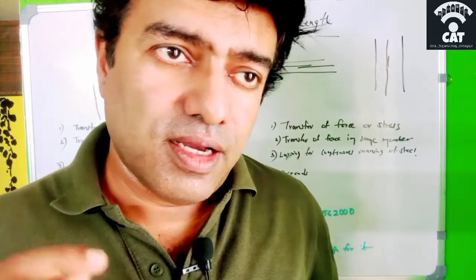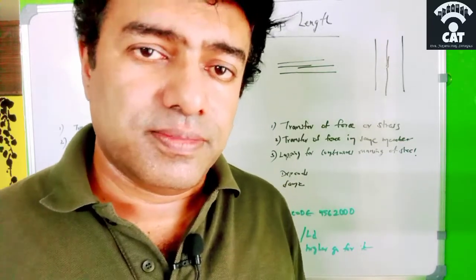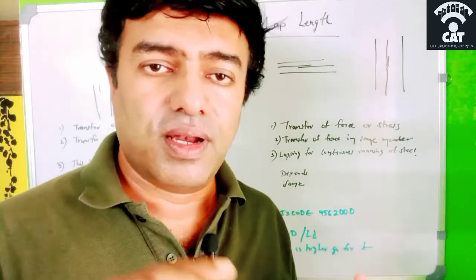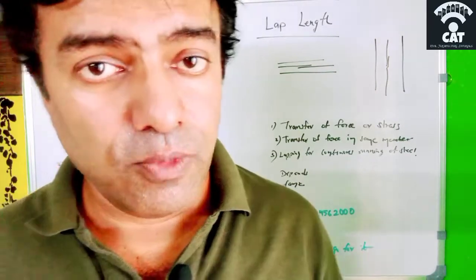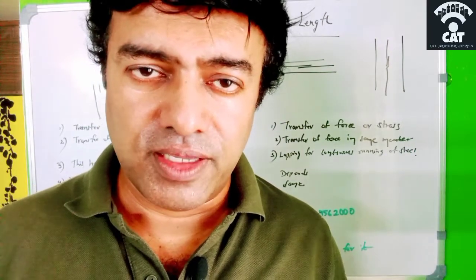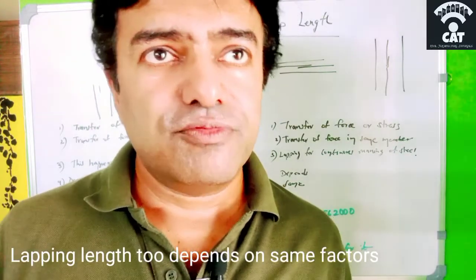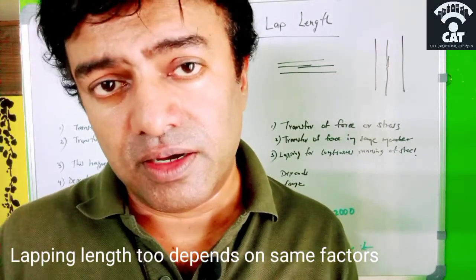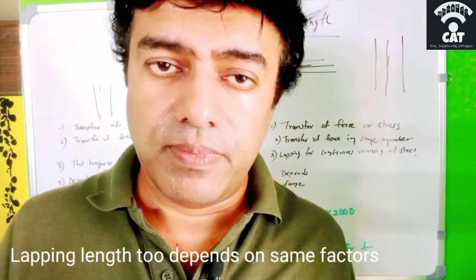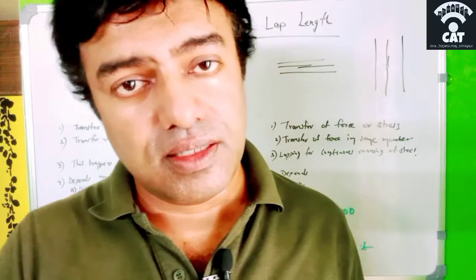So the development length depends upon the dia of the steel, as well as the strength of the grade of the steel. And the third factor is that the development length also depends upon the grade of concrete. That is the most important thing. That is the grade of the concrete, like M15, M20, M30, M35. That means if the grade of concrete is high, say M50, then the lap length will be less. Vice versa, if the grade of concrete is less, then the development length should be high.